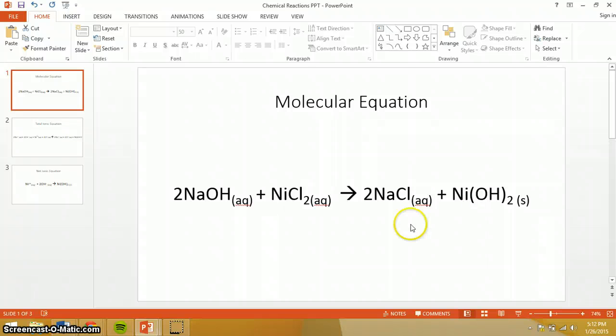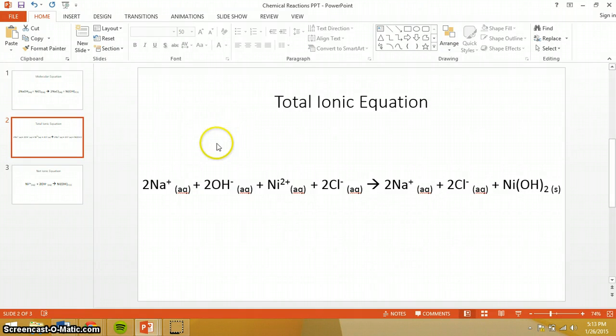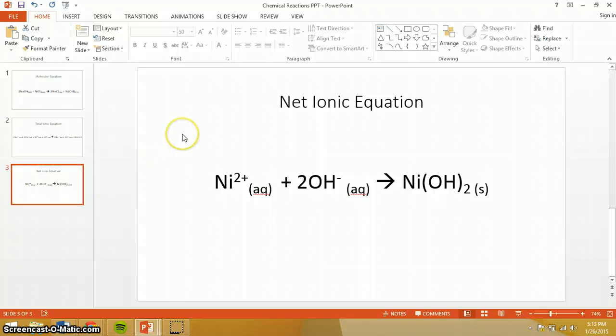The balanced chemical equation is shown on the screen. And this has 2 moles of sodium hydroxide reacting with 1 mole of NiCl2 chloride to form 2 moles of sodium chloride and 1 mole of nickel hydroxide. Writing out the complete ionic equation, we can see that the spectator ions are sodium and the chloride ions. This leaves us with the net ionic equation, which is a formation of solid nickel hydroxide from the nickel ion and 2 hydroxide ions.